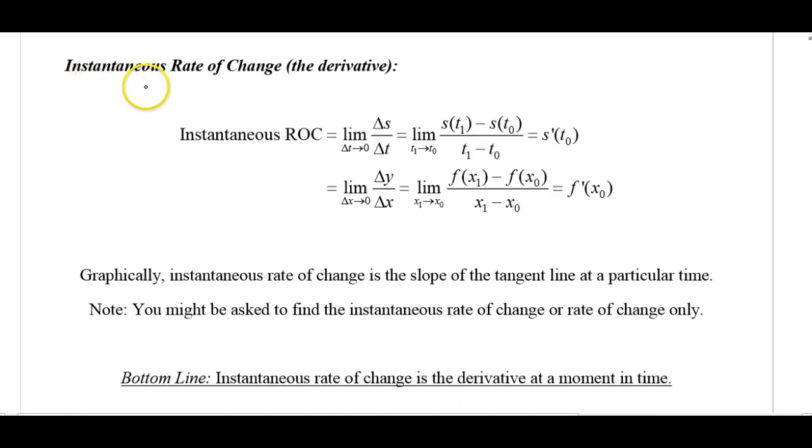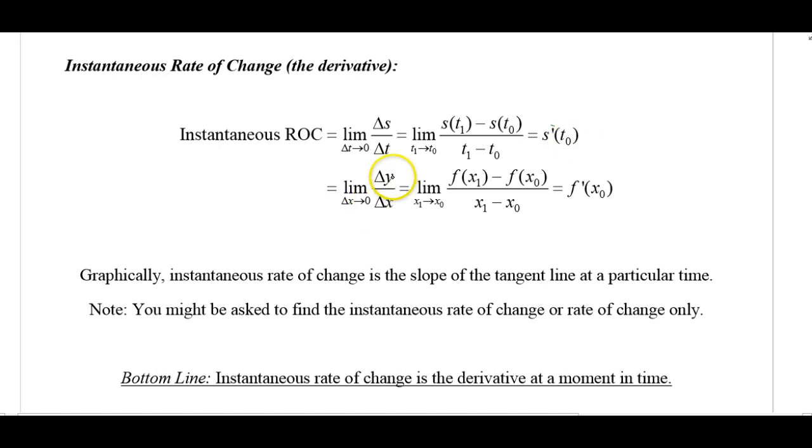Alright, so now to formalize instantaneous rate of change, or really just the derivative. So instantaneous rate of change is the limit as delta t, or the change in time, approaches 0 of the difference quotient delta s over delta t, or the limit as t1 approaches t0 of s of t1 minus s of t0 over t1 minus t0. And this is exactly the limit of a difference quotient, so this is s prime of t0. This is the derivative of the position at a particular time. So in other words, instantaneous rate of change is equivalent to the derivative at a particular moment in time.